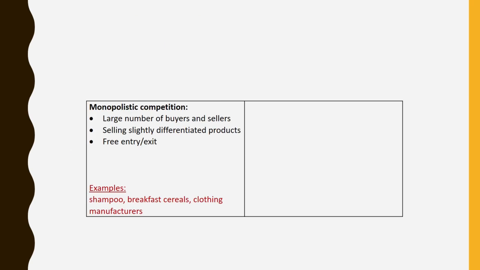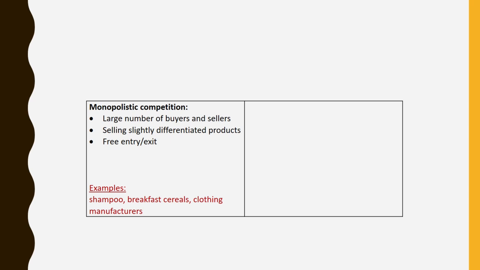So starting with monopolistic competition, remember we said we're talking about a situation where we have a large number of buyers and sellers. So again, what's the implication? Large number of buyers and sellers means that no one buyer or no one seller is so big that they can dominate the market in any way. They're just one little teeny tiny portion of the whole market. Second, they're selling slightly differentiated products.